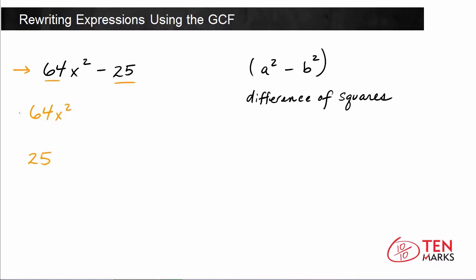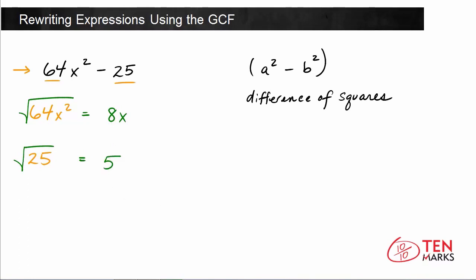So you go ahead and you take the square root. When you take the square root of 64x squared, right, the square root of 64 is 8, and the square root of x squared is x. So the square root of this entire term is 8x. Now we're going to do the same thing here. Take the square root of 25, and you get 5.